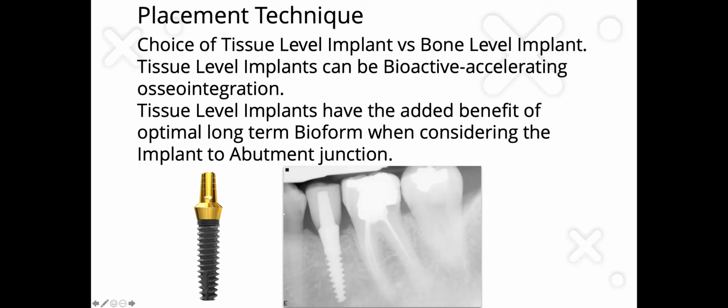So the tissue level implants also have the added benefit of the biofom. When you're considering the implant to abutment junction, what we mean by that is, in this case, this is a one-piece implant, so I'm really not able to show you here, but let's say a two-piece implant would have the crown and bridge start right here. And so that's the area where you have potential microbiota, a challenge there, and inflammation, but it's accessible to the patient to clean. So you'll be maintaining the stability of the critical part, which is right here where the microthreads start.